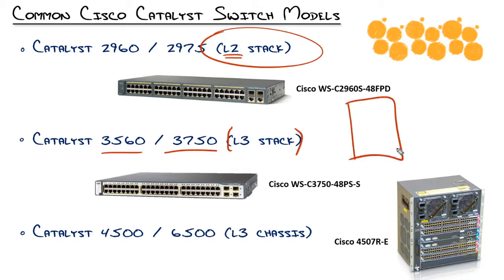Now again, I'm back on the OSI model. Layer 1 is physical, Layer 2 is data link layer, Layer 3 is network. This lives and operates at the network layer, which means it does routing. So that brings up the question, what's the difference between a Layer 3 switch and a router?